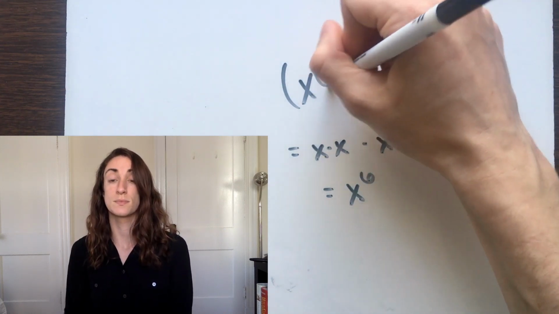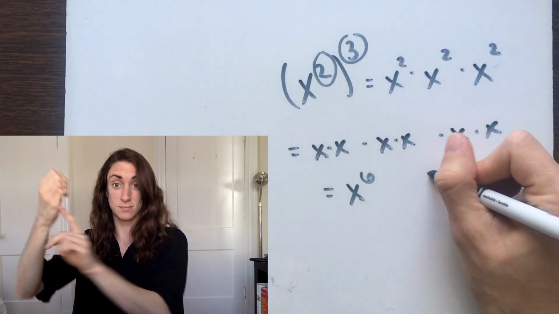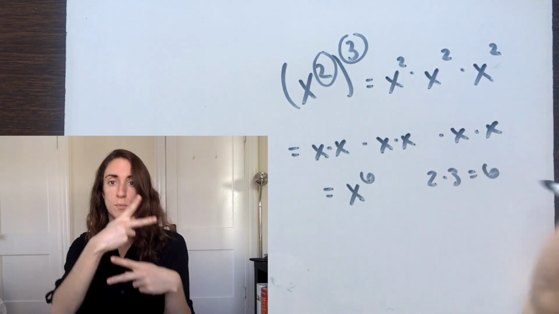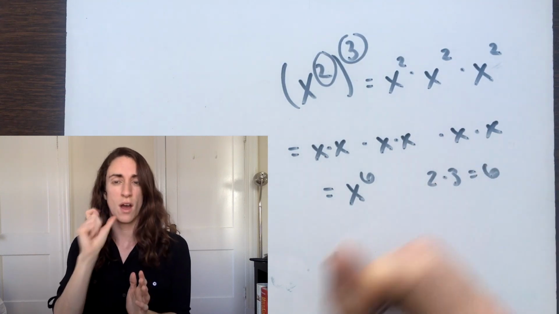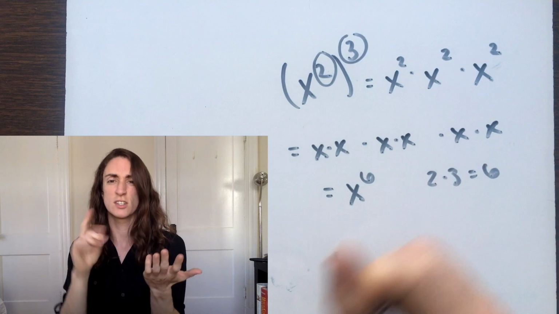Notice that the two exponents in the original expression, when multiplied together, give that exponent 6 in the simplified expression, meaning we don't have to write everything out like this every time. We can just multiply the exponents when a power is raised to another power.